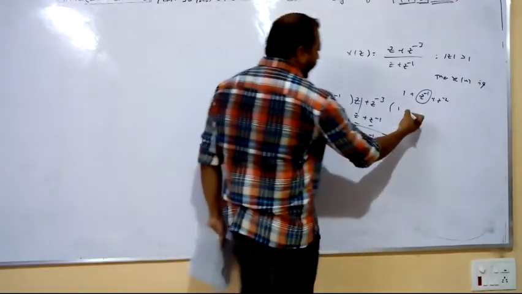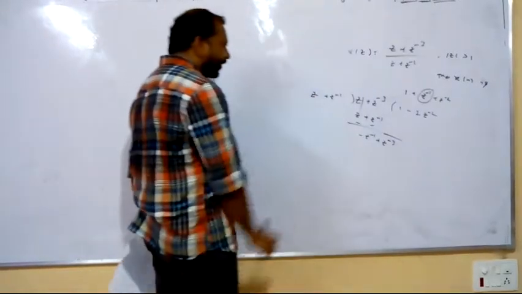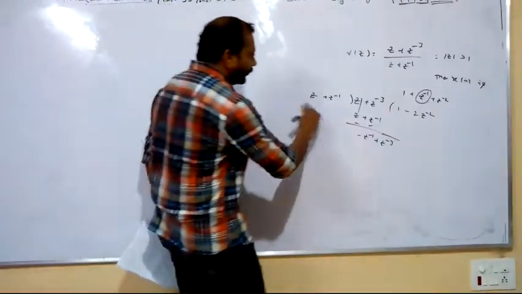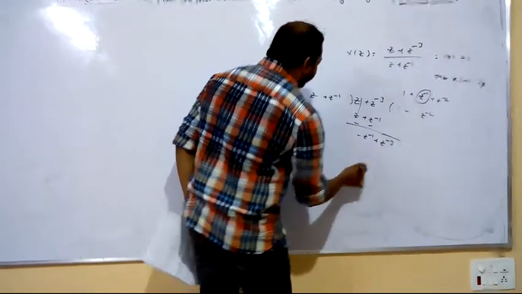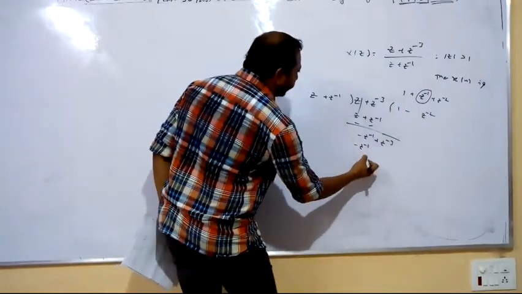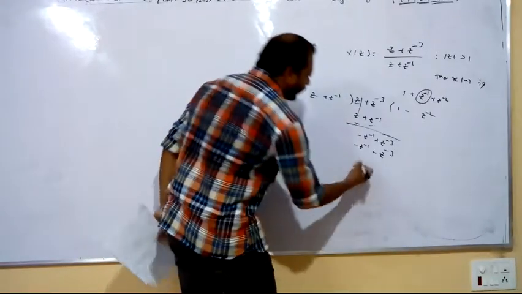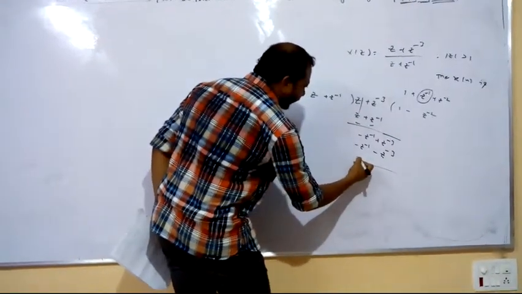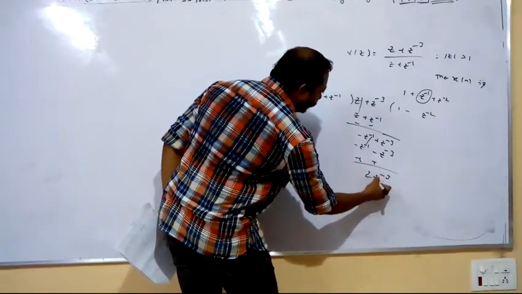For getting this one again, you have to multiply this with the minus 2 z to the power minus 2. Then you will get the corresponding value minus z to the power minus 2 simply. Minus z to the power minus 2, the corresponding value is z to the power minus 1 minus z to the power minus 3. Upon doing again here we are getting plus and plus. This is 2 into z to the power minus 3.